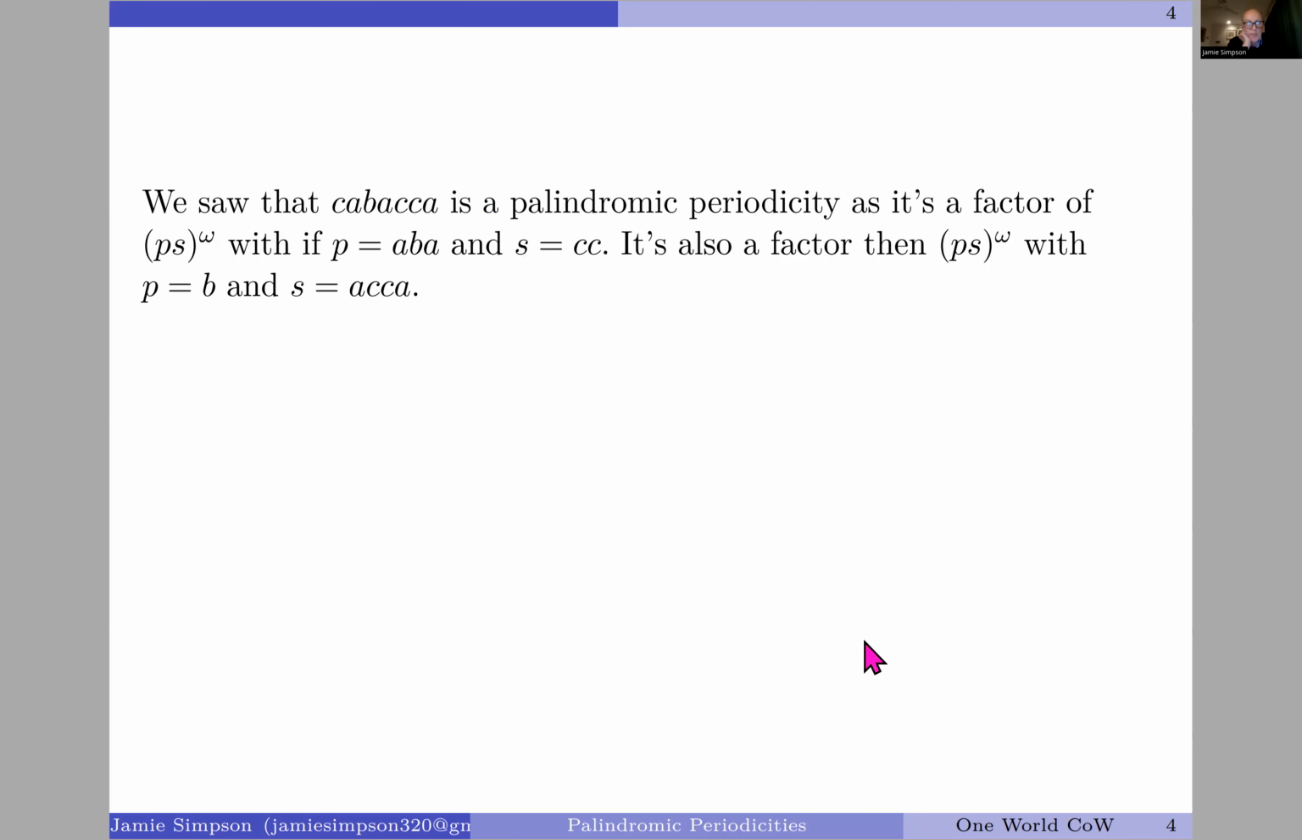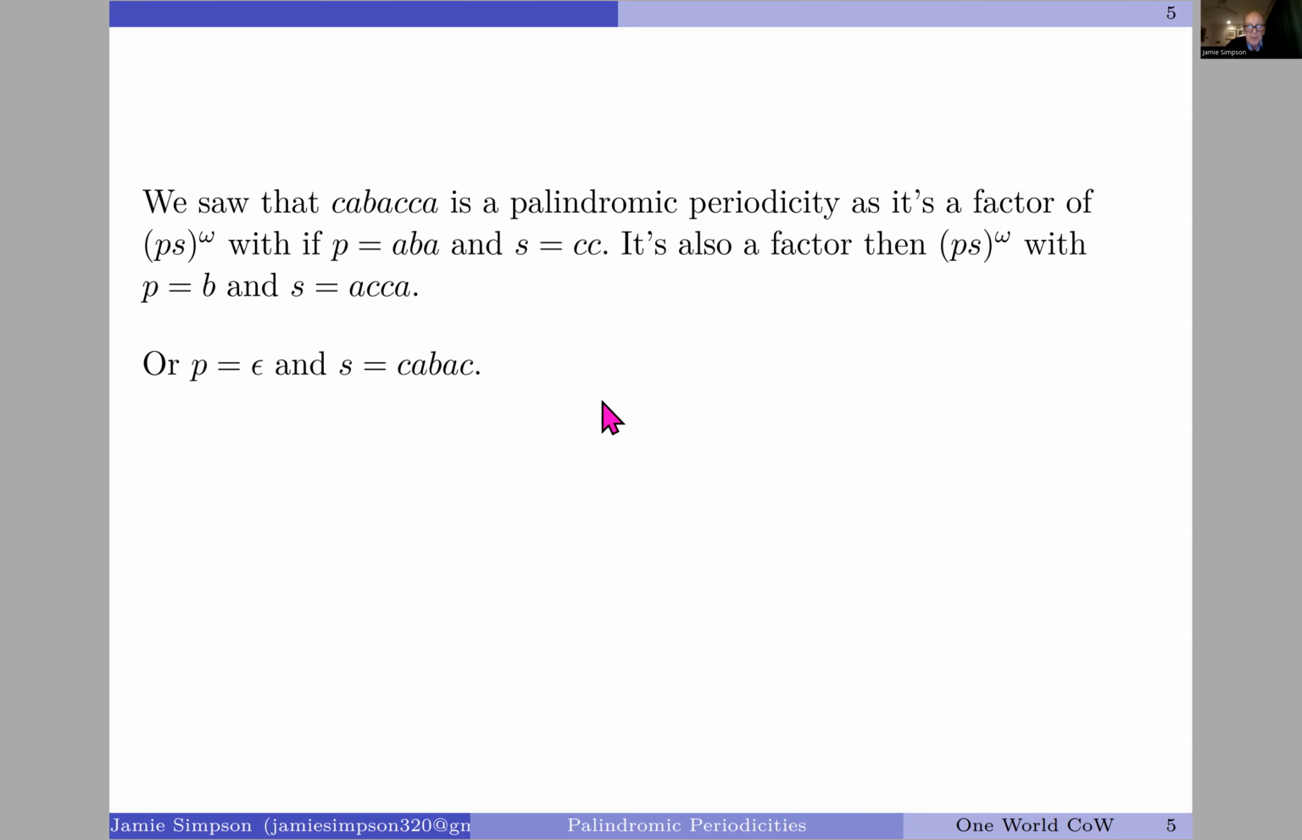We say, in this example again, that CABACCA is a palindromic periodicity as it's a factor of that thing, with P being ABA and S being CC. But it's also a factor of the palindromic periodicity with the palindromes being B and ACCA. You can see that with the example at the top. And also you have it that in this case one of the palindromes is empty, and the other palindrome is the whole of the period, CABAC.